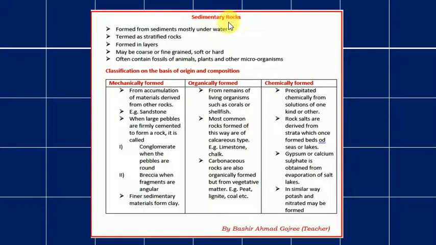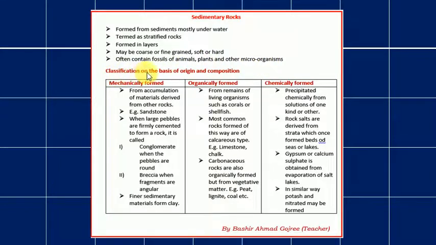Sedimentary rocks. These are formed from sediments, mostly underwater. These are termed stratified rocks because they are formed in layers. These may be coarse or fine grained, soft or hard. These often contain fossils of animals, plants, or other microorganisms.